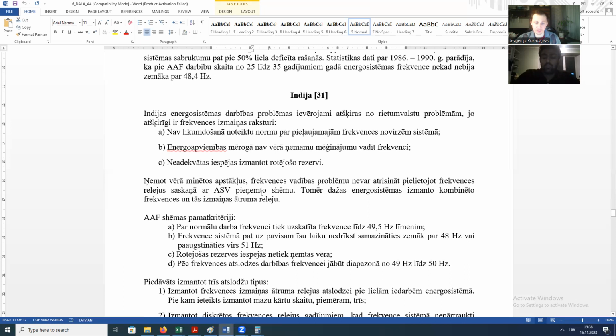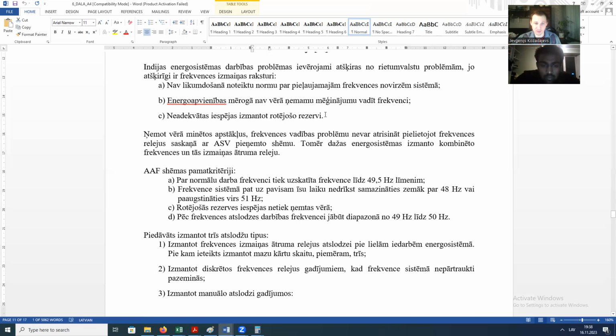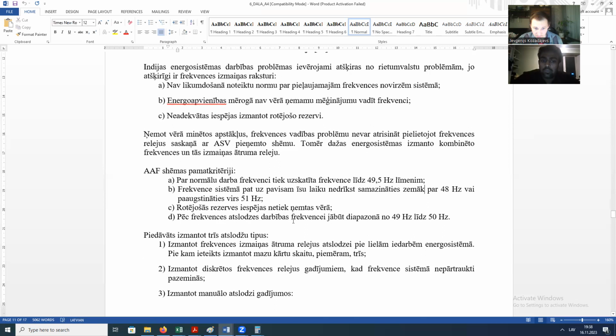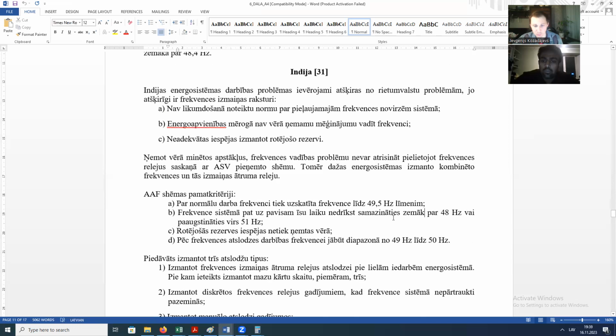Okay, for example, there are some data for India as well, but India is quite a huge country, and this is quite simplified. Trying to see. Okay, so the start set point is 49.5. Not much information because it's quite complicated.